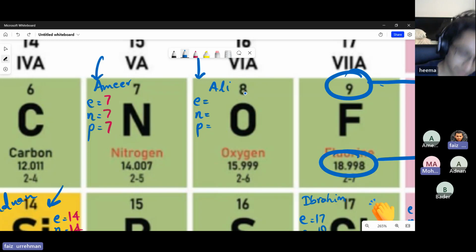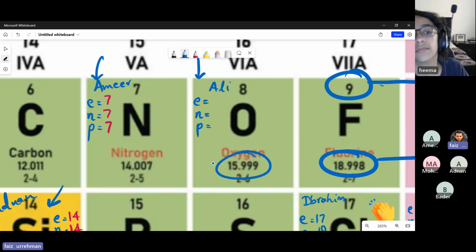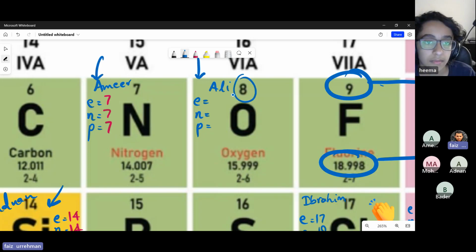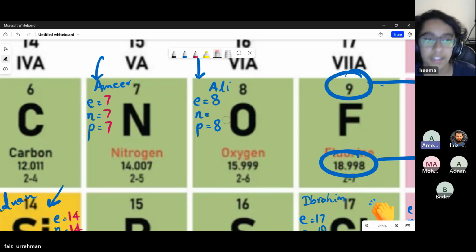Atomic number. And the bottom number that is given is what? Mass number. So atomic number means what? The same number of electrons, and to balance them, the same number of positive protons. Clear so far? Clear. Yes.